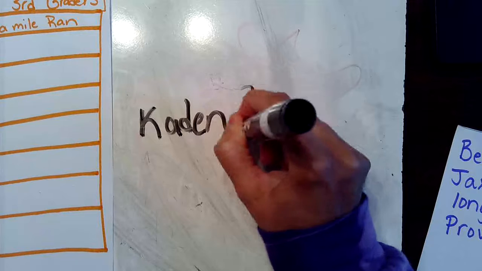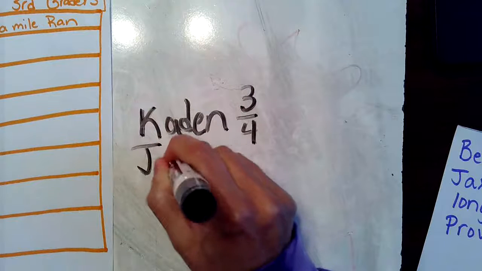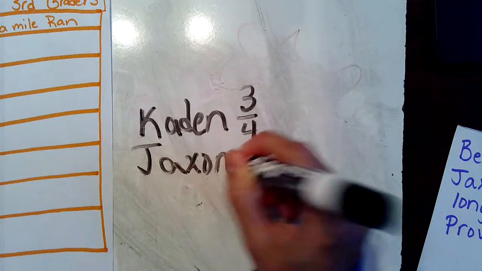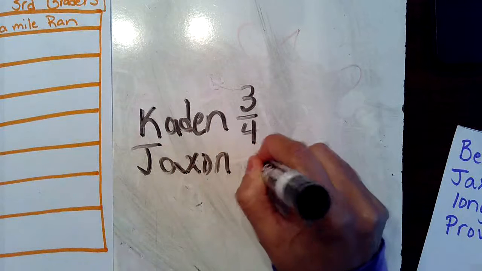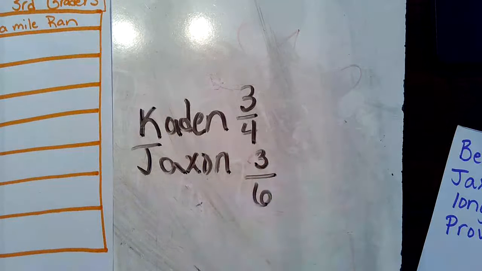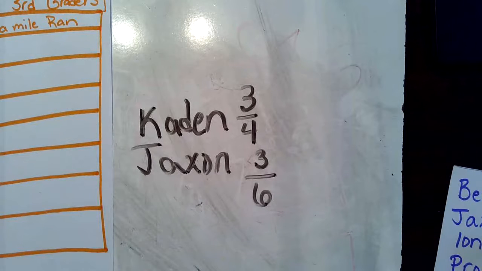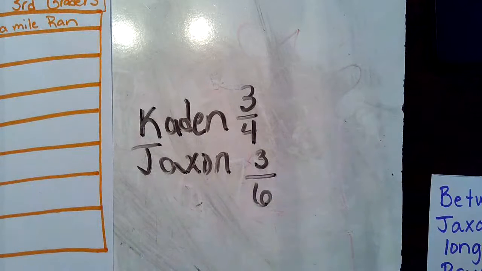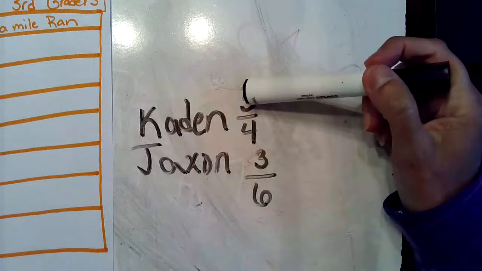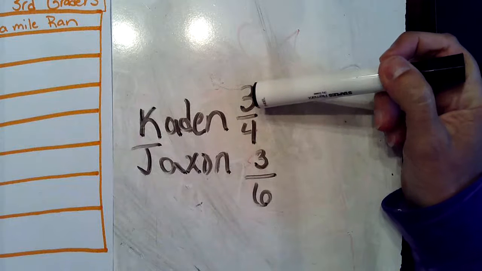Okay, we are going to look at our numerator. Our numerator is the same. We have 3/4 and we have 3/6. So we know that we have the same number of pieces. We have 4 as the denominator. So we're thinking about fourths for Caden, and we're thinking about a whole that has been partitioned or divided into 4 parts. Remember, a fourth is half of a half.